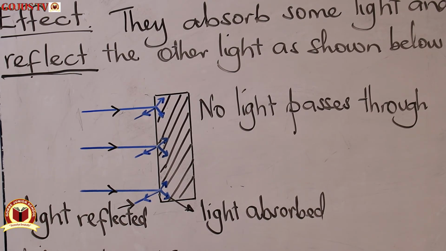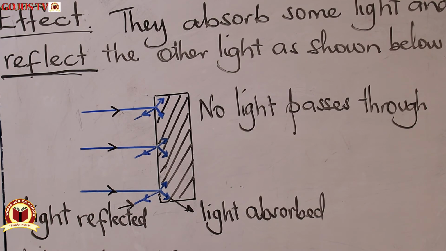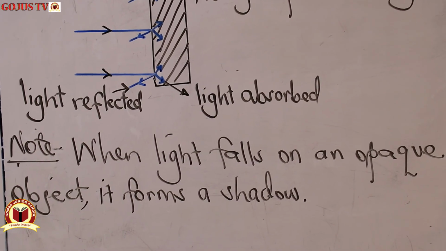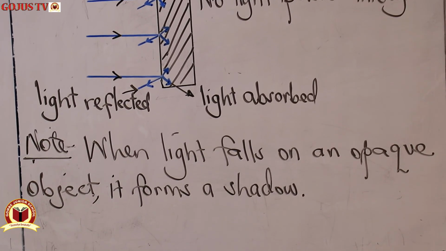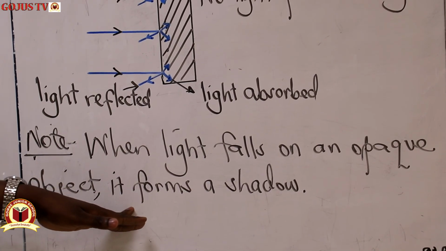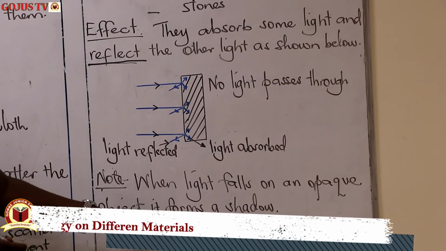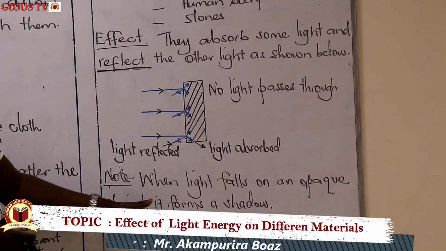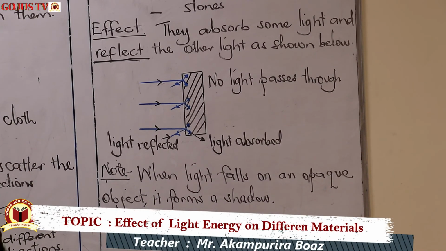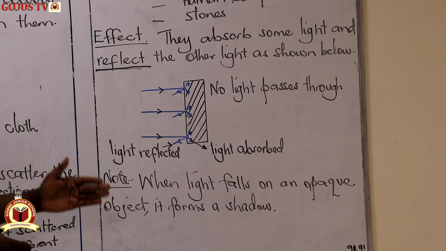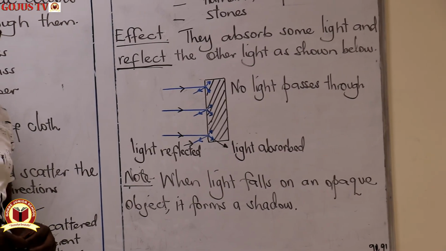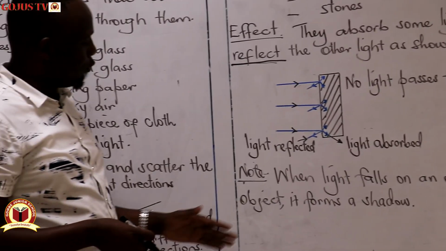We can as well say that they obstruct light and form shadows. That one is also allowed as an effect. There is a point here to note that when light falls on an opaque object, it forms a shadow. In your primary 3, you talked about shadows, the types of shadows and how they are formed. So if you place an opaque object in front of light, then it will obstruct the light and form a shadow.